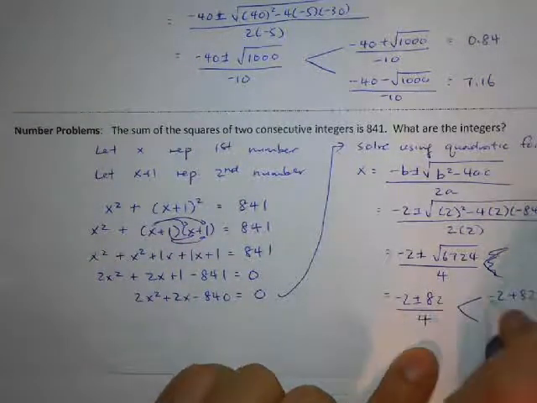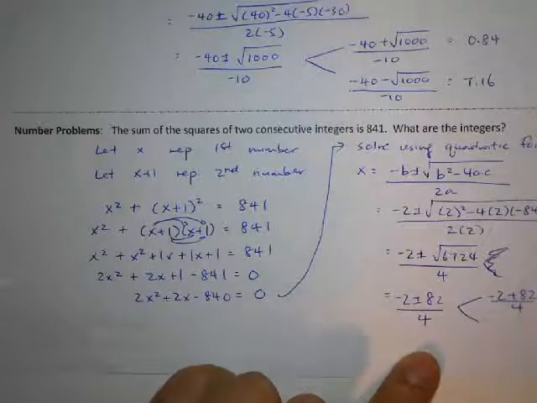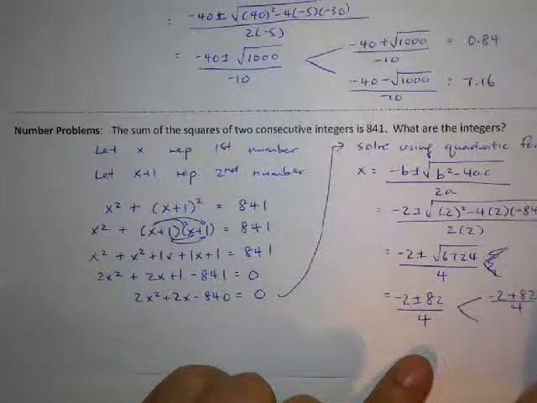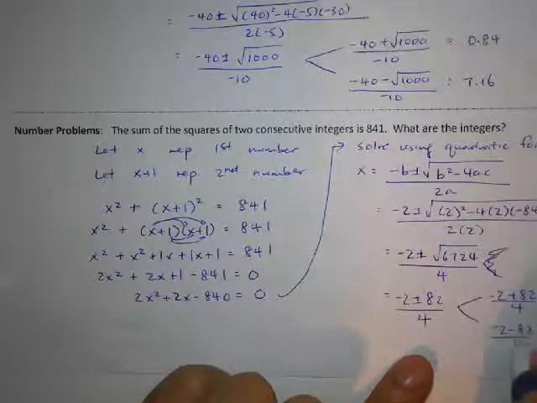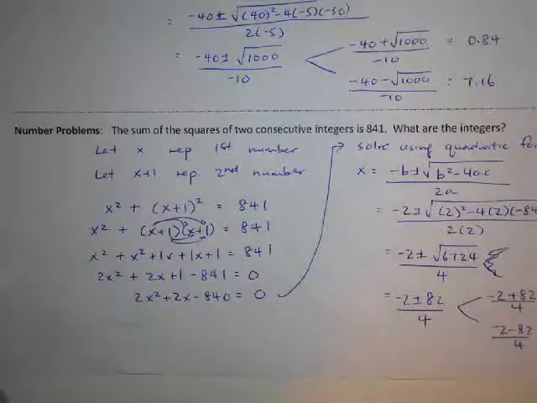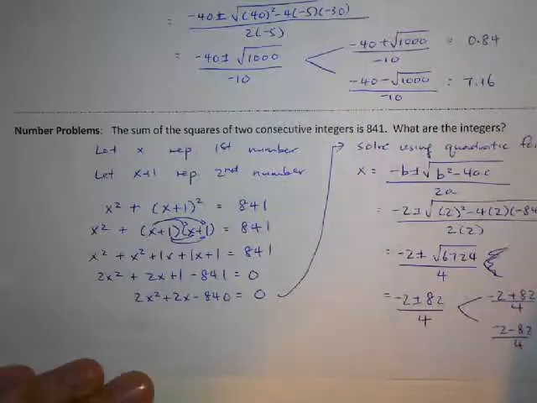If it's plus 82, that means 80 divided by 4 is 20. If it's minus 82, it'll be negative 84 divided by 4, which is negative 21.